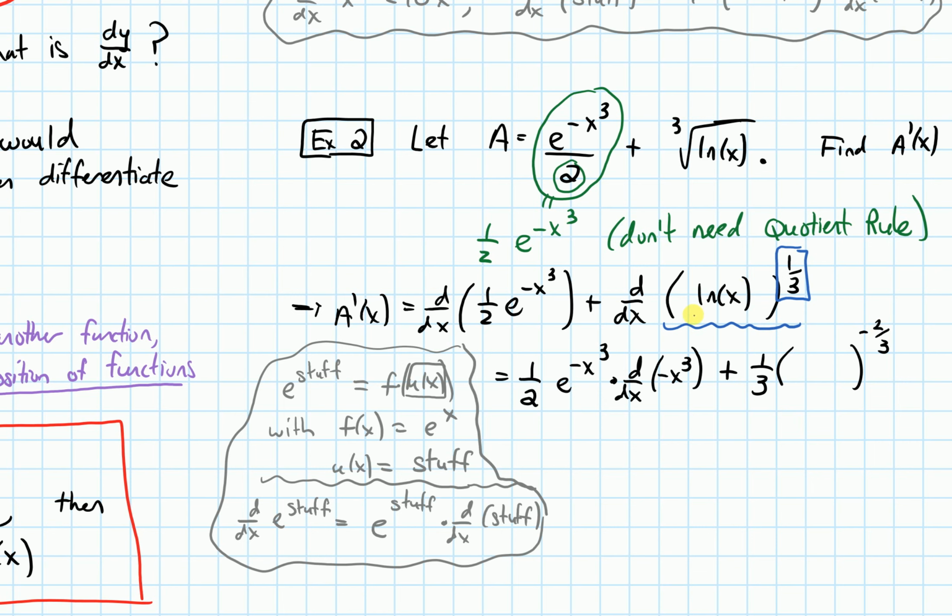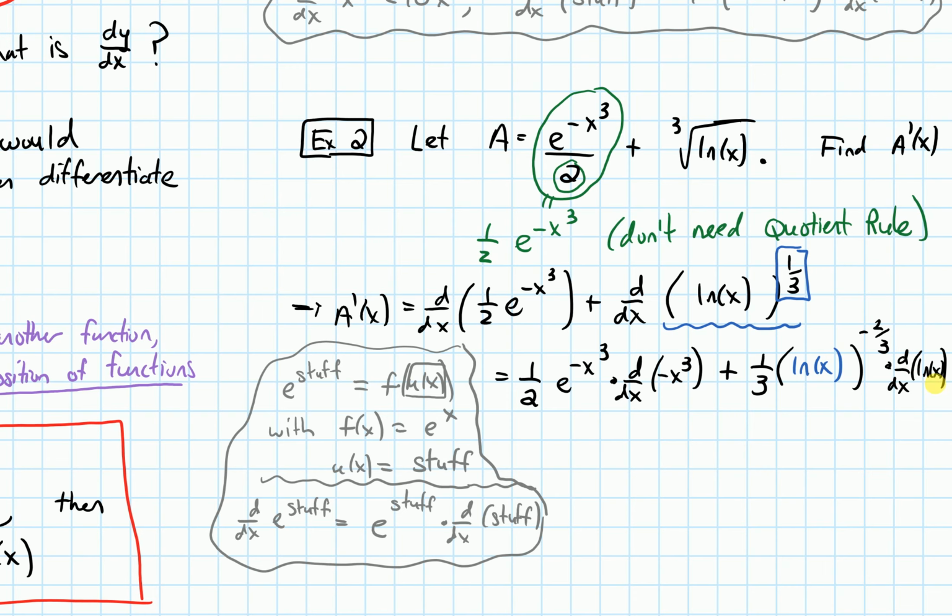The outside part is the fact that I have something to a power, x to the 1/3 power. But when we do that, the chain rule says, well, keep plugging the same inside thing in. So keep plugging in ln of x. Okay, so that's the first part of it. The next part of chain rule says, well, now multiply this by the derivative of the inside. So the derivative of ln of x.